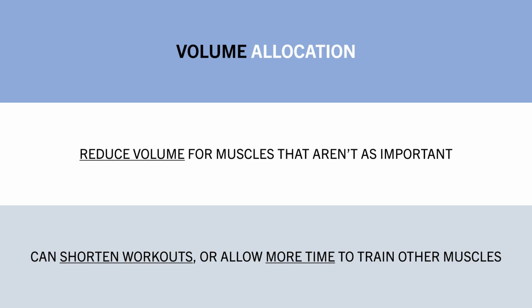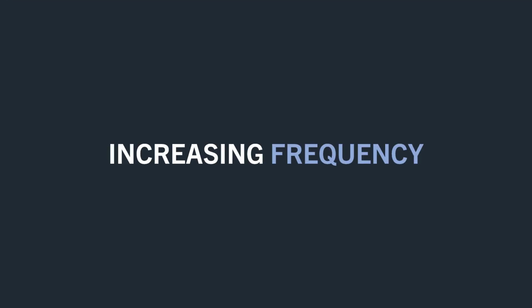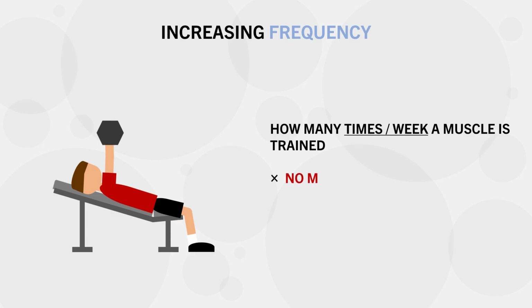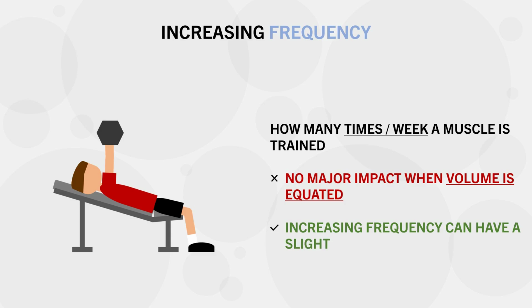The next strategy to make training more time efficient is to increase training frequency. This refers to how many times per week each muscle is trained. While training frequency doesn't seem to have any major influence on hypertrophy when volume is equated, it can make our training slightly more time efficient. We generally find that training a muscle more frequently tends to result in slightly greater muscle growth compared with training a muscle less frequently, even with the same amount of volume.